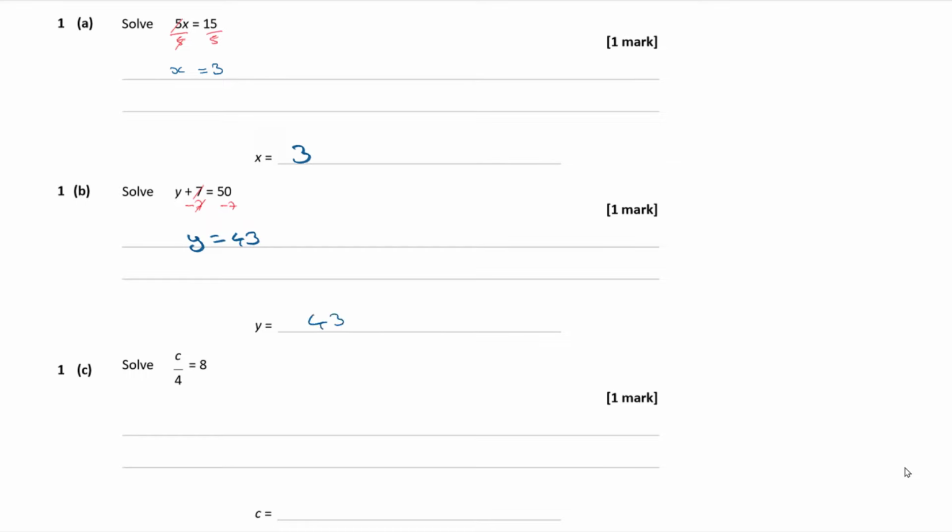That's my answer there. And then finally I've got c over 4 equals 8. This is another simple one-step equation. Just need to multiply both sides this time by 4, because multiplying by 4 is the opposite of dividing by 4. Again, they're going to cancel, leaving you with just c is equal to 4 lots of 8, which is 32. So c is 32.